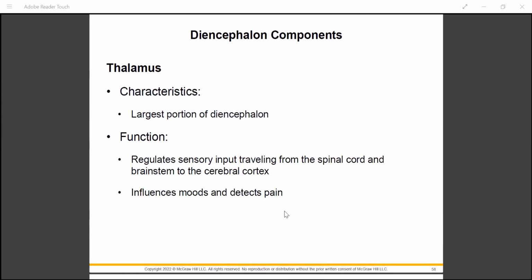Okay, so our thalamus is the largest part of the diencephalon, and its job is to regulate sensory input coming in. So it's trying to help us sift through some of our sensory information to determine what is relevant. It has a large influence on our mood, and it also has a large role in detection and interpretation of pain.